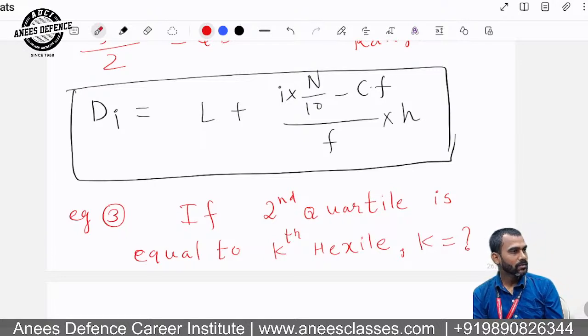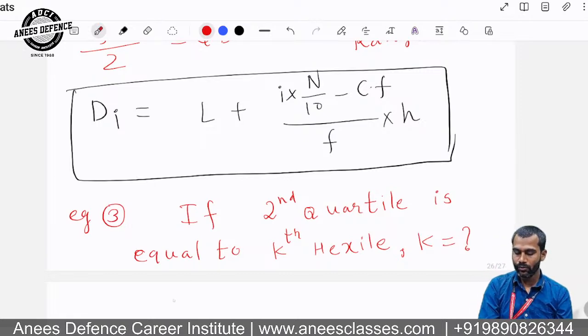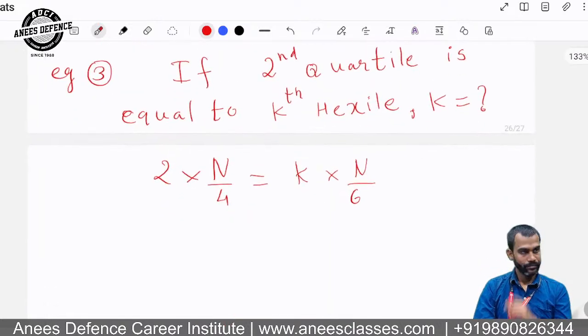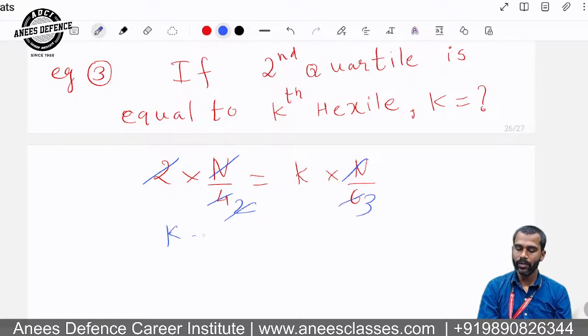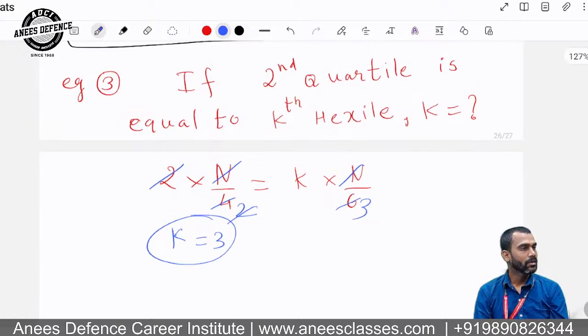Second quartile means middle value. N by 2 will come. So for the kth hexile, n by 6 into k should be equal to n by 2. Can I write? 2 into n by 4 is equal to k into n by 6. Is there any doubt? No, sir. So n and n will get cancelled. This is 2, this is 3. So k is equal to 3. I hope it is clear.